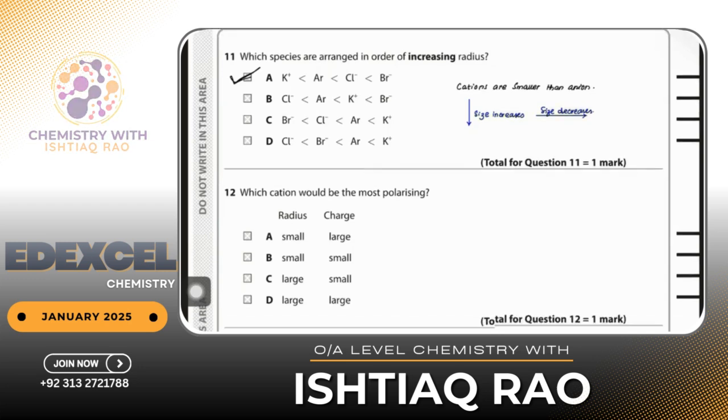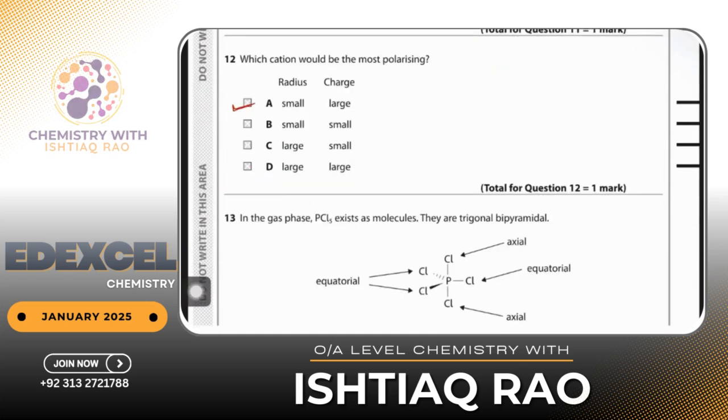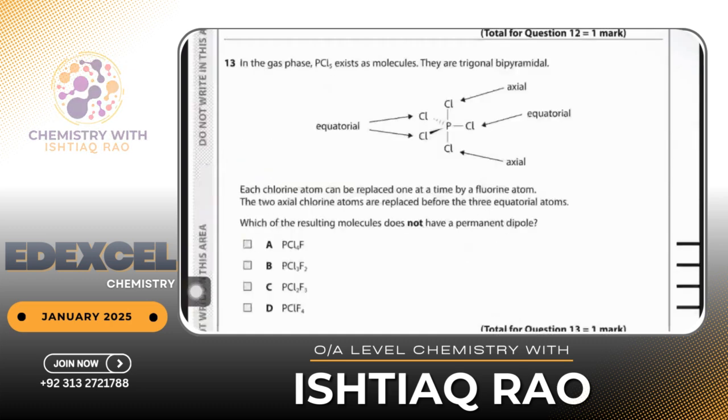Which cation would be the most polarizing? Most polarizing means it should be smaller and the charge should be larger. Straight away, this is small and large. It should be A. Straight away. It's a concept basically.